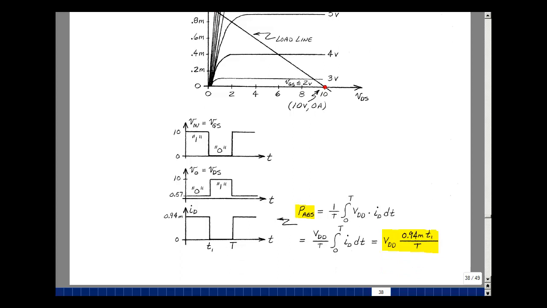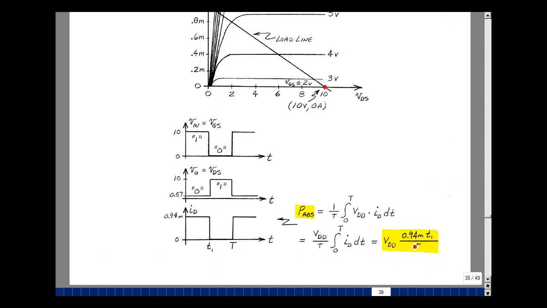How much power is absorbed by the logic gate? Well, it's the integral over a period divided by the period of the product of the voltage of the power supply times the current coming out of the power supply. That's what's being supplied, and that's what will be absorbed by our circuit. VDD is a constant, so you can pull that out in front. We're left with the average value of the current I sub D, which we have here as just a square wave. Here the area is 0, and here the area is just the height times the width. It's 0.94 milliamps times T1. Then we're going to multiply that by VDD divided by T. This will predict the power consumed by our logic gate.